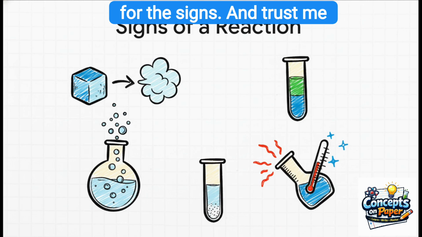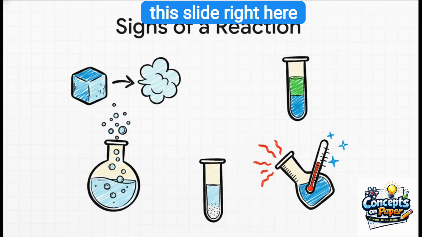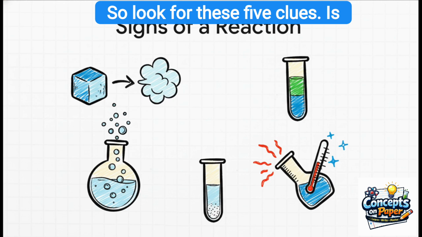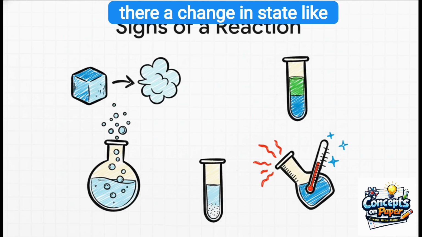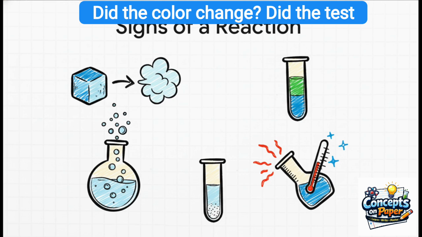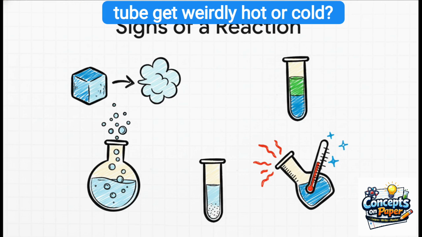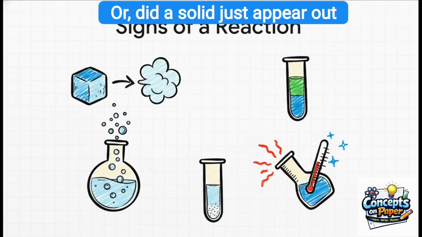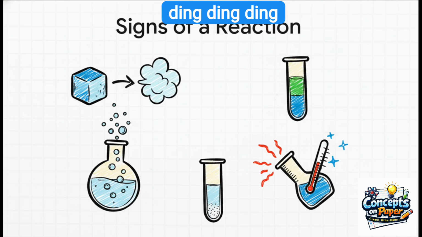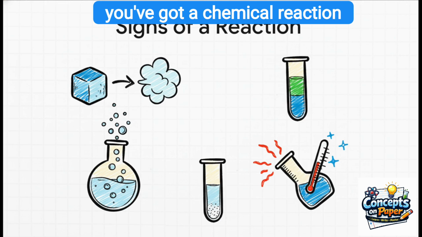Well, you've got to look for the signs. And trust me, this slide right here, this is a guaranteed 1-mark question. So look for these 5 clues. Is there a change in state, like a solid suddenly becoming a gas? Did the color change? Did the test tube get weirdly hot or cold? Are you seeing bubbles form? Or did a solid just appear out of nowhere in a liquid? If you see any of these, ding, ding, ding, you've got a chemical reaction.